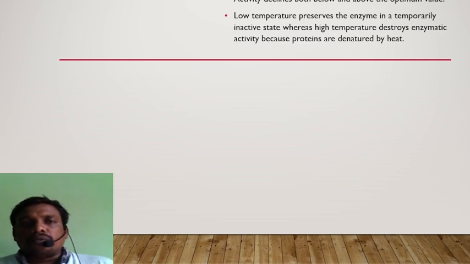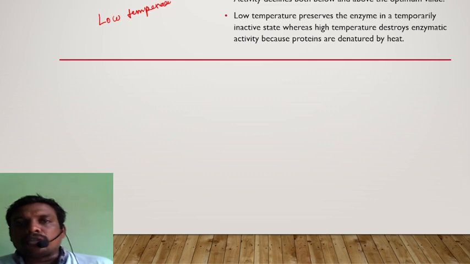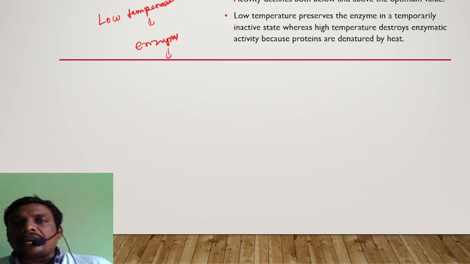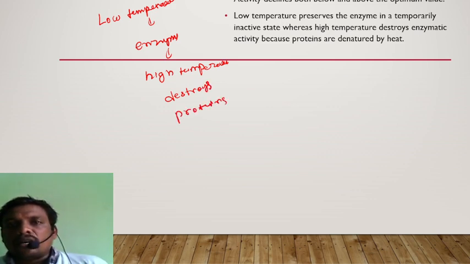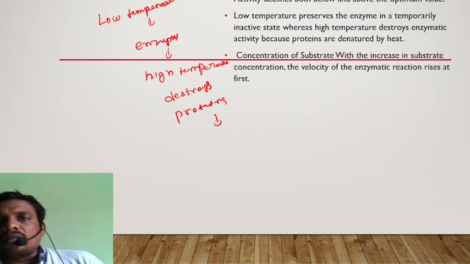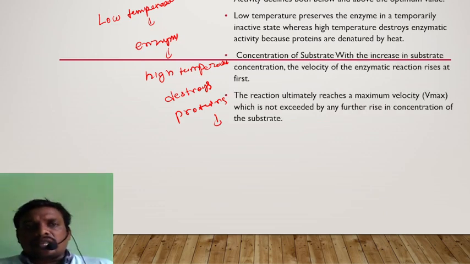Now, if you carefully observe, low temperature preserves the enzyme in a temporarily inactive state, whereas high temperature generally destroys enzymatic activity, because proteins are denatured by the heat.